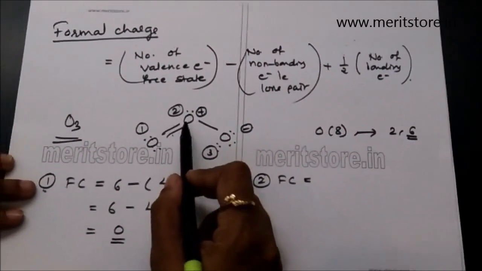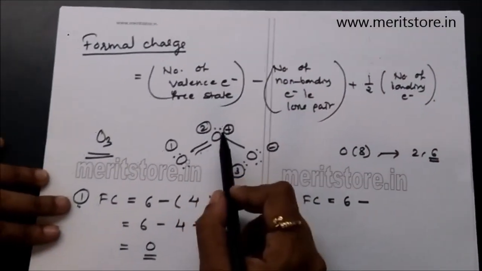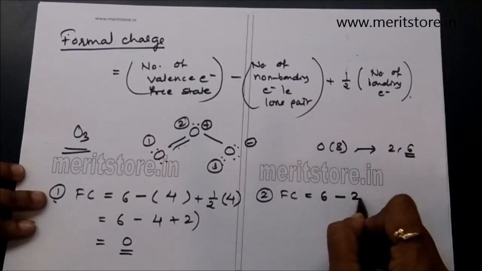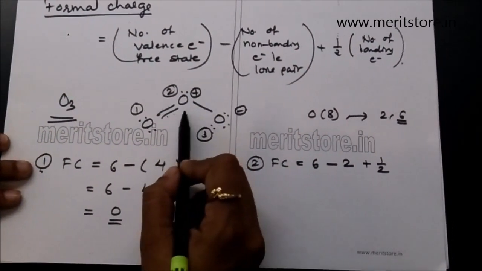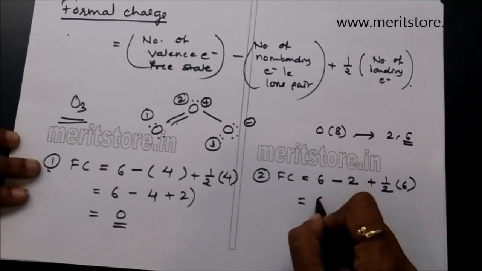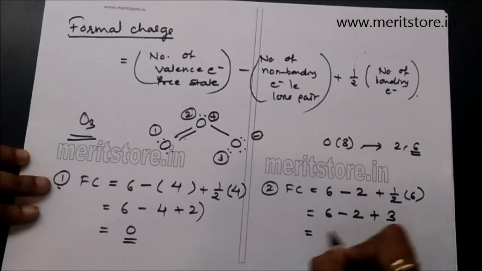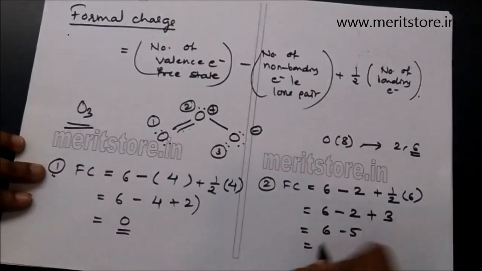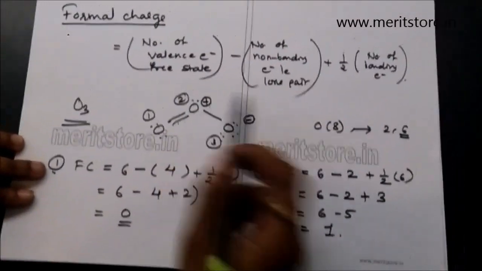In the case of the second oxygen, let us talk about its formal charge. For this oxygen, the number of valence electrons is 6, minus the number of lone pair electrons 2, plus half into, now this oxygen has 3 bonds, so 3 into 2, that is, the total bonding electrons are 6. So 6 minus 2 plus 3. So this is 6 minus 5, which will be equal to 1. So the formal charge on this oxygen is plus 1.